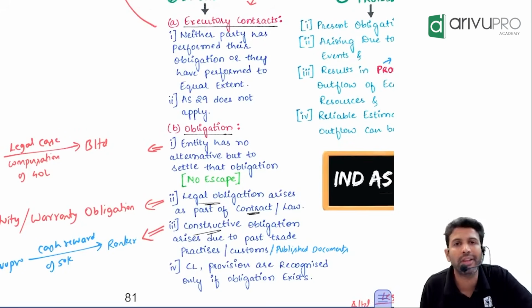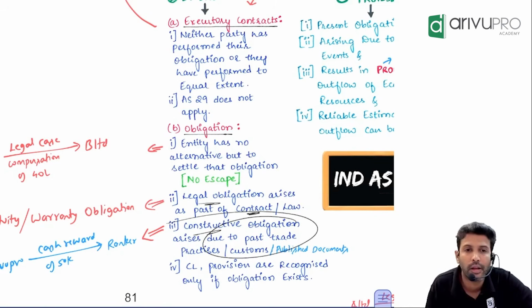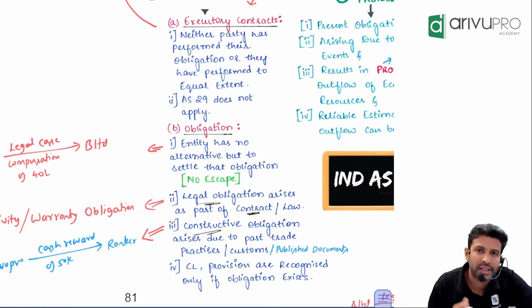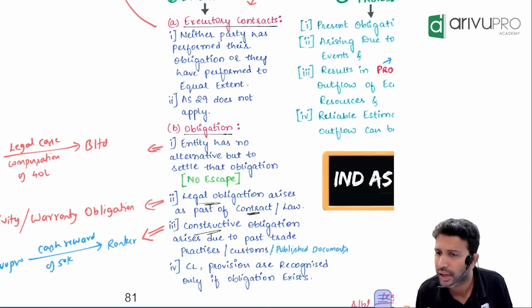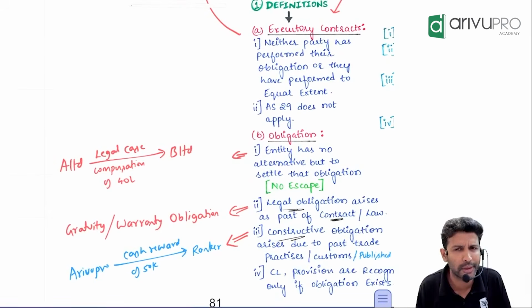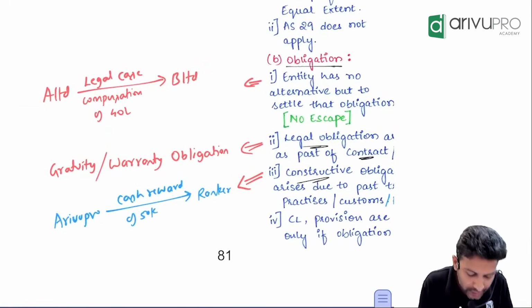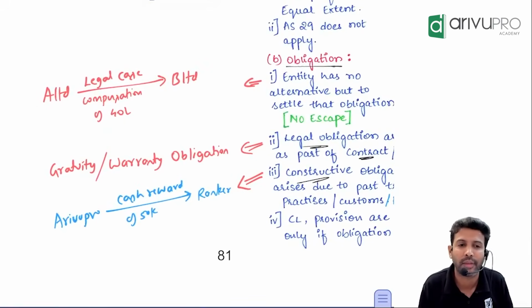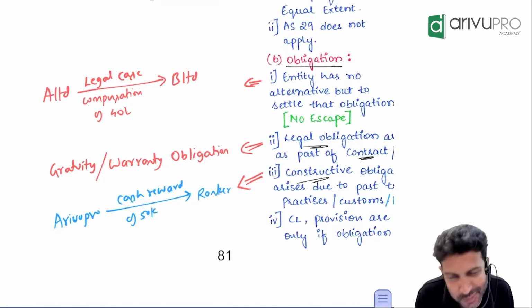Constructive obligation means those obligations which arise due to previous trade practices, customs, established public documents, etc. Those obligations which arise due to trade practices, we refer to as constructive obligation. In fact, I used to give you this example, so I've written the same thing. Let us say, just an example, don't hold it against me. Let's say ArivuPro has a policy that whichever student gets a rank gets a cash reward of 50,000.